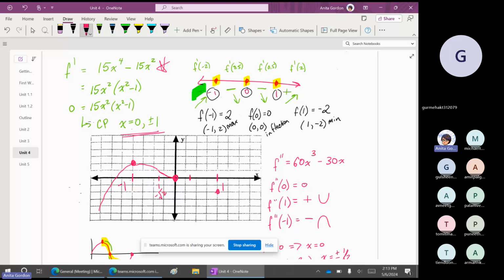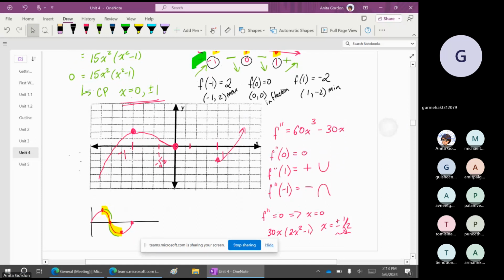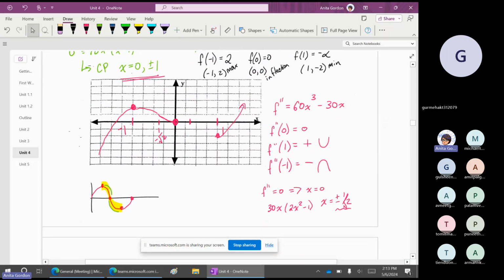Yes. But we didn't get the x-intercept. Isn't it just going up instead of coming down at the x-axis? Say that again. Did you sort it out? I figured it out. So we have x-intercepts here, here, and here. We have 3 x-intercepts. We have 3 inflection points, and we have a max and a min, right?